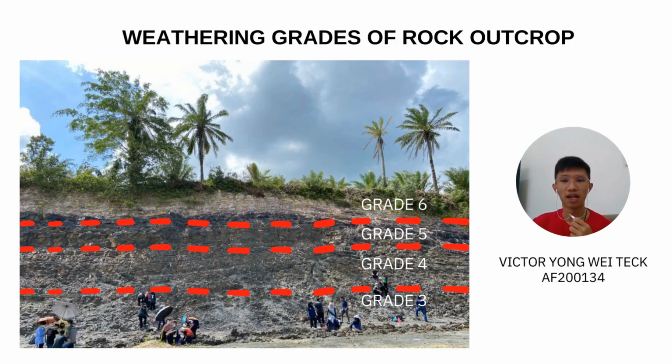The weathering of rock at our case study area is determined. There are 4 types of grade evaluated in our case study area, which are grade 3, 4, 5, and 6. This can be clearly seen in the picture beside.